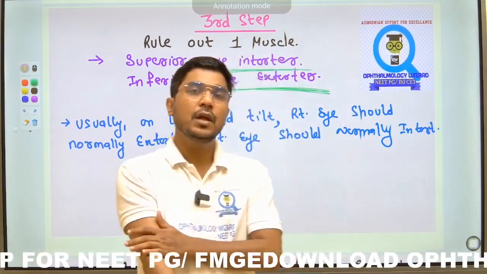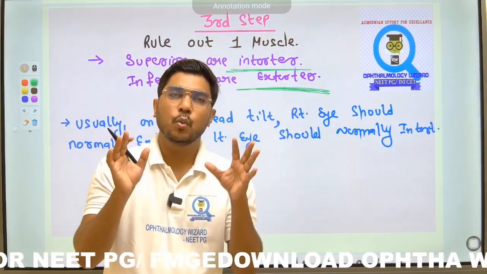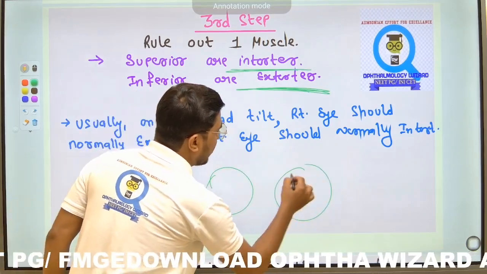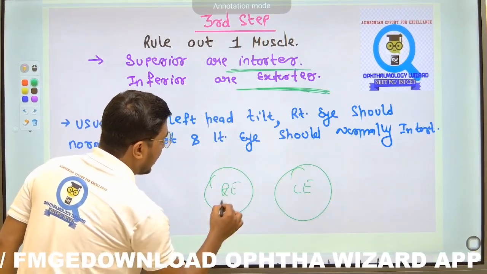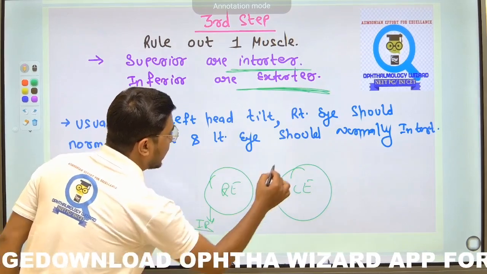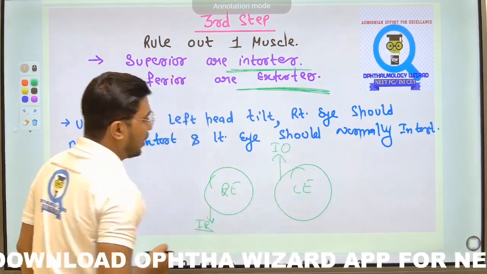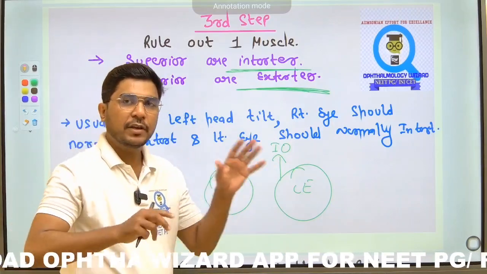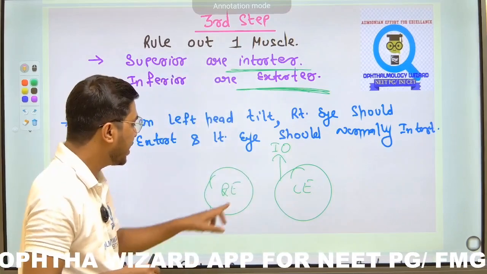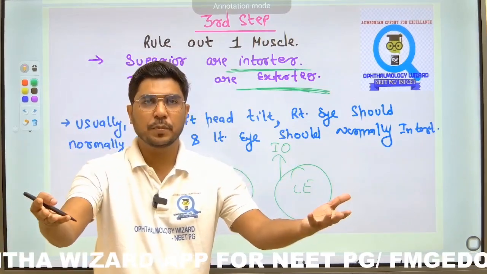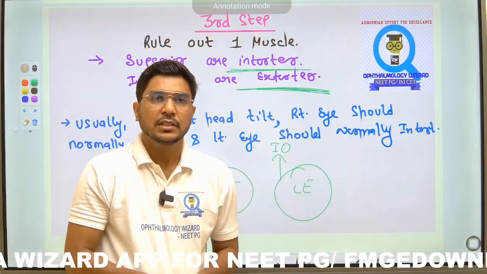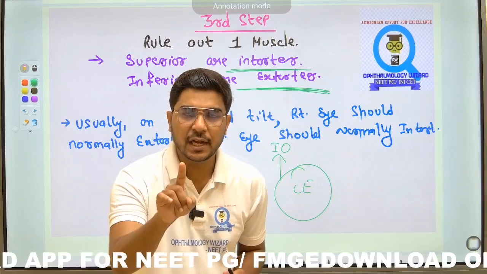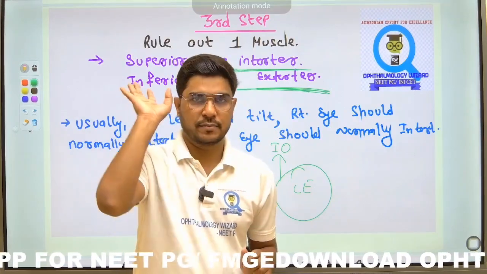Right, that's it. Now how to rule out the one single muscle? I am left with these two muscles, right? This is the left eye, this is the right eye, and we are left with the right eye's inferior rectus and the left eye's inferior oblique. Among these two, one has to be the answer. So after the two steps, either you will be left with inferior muscles or with superior muscles. Since inferior are extorters, you only have to see which eye should extort on head tilt.